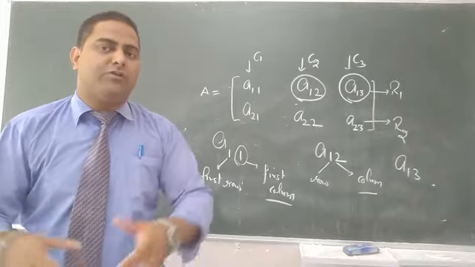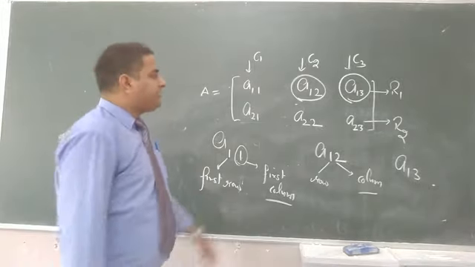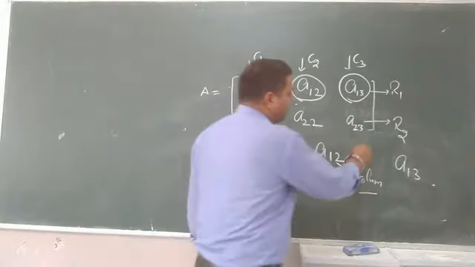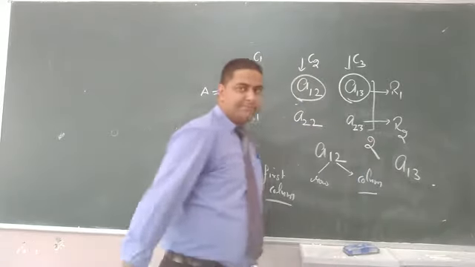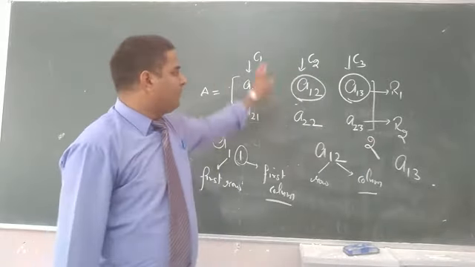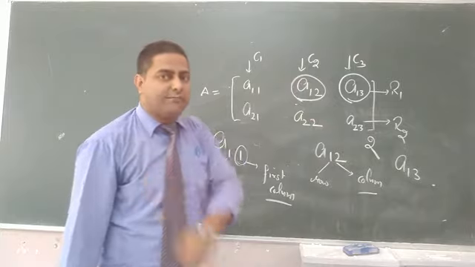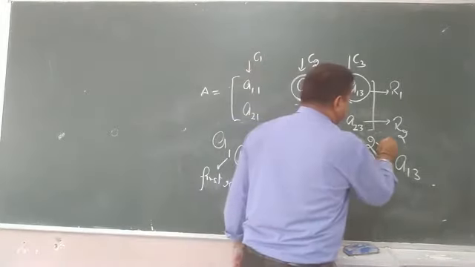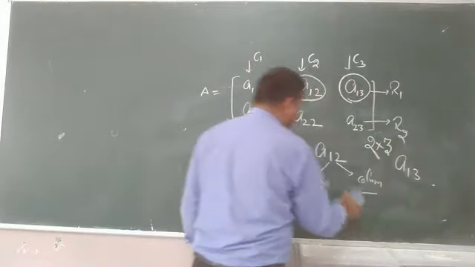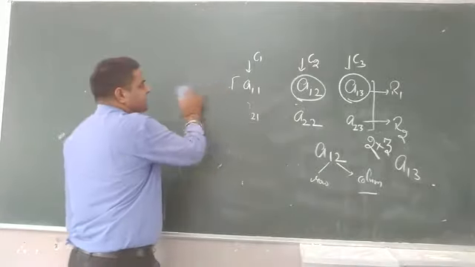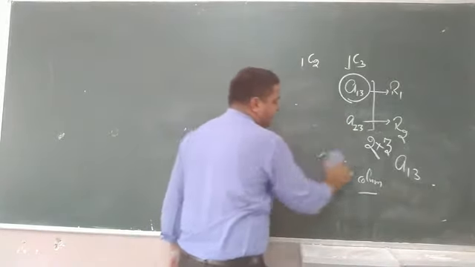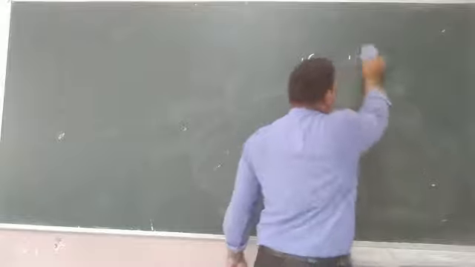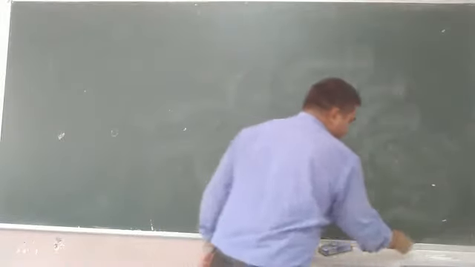Now, what is the order of this matrix? How can you find the order? How many rows does this matrix have? It has 2 rows. And how many columns? 1, 2, 3. It has 3 columns. So the order of the matrix is 2 into 3. So this is how to write the members of a matrix and how to write its order.